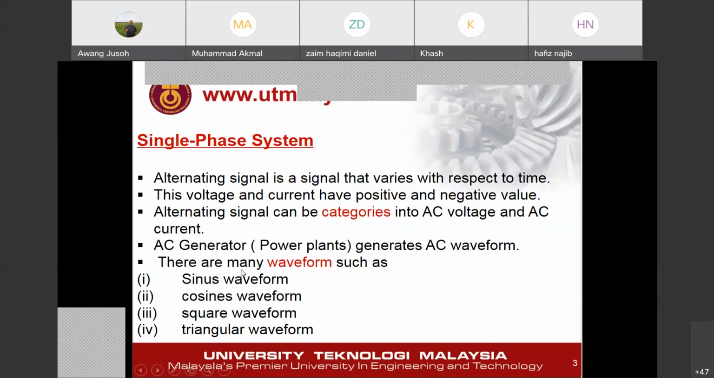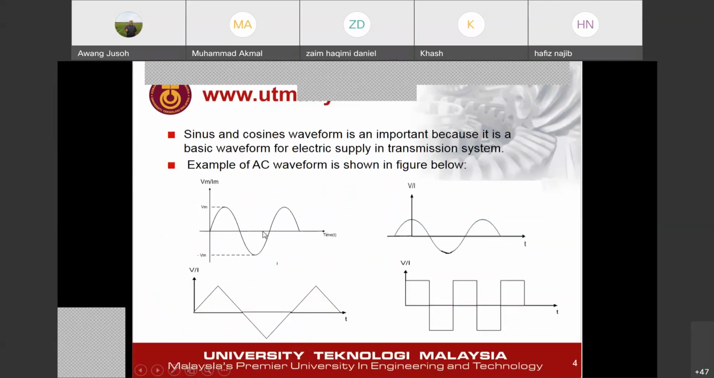There are many waveforms of AC, such as sinusoidal or sinus waveform, cosine waveform, square waveform, triangular waveform and so on. But normally in our case, when you plug in your TV or your handphone and so on, we deal with the sinus waveform, the first one. This is the first common alternating signal that we use frequently, sinusoidal waveform. This is the shape of the signal. You can see the form looks like a sine wave. That's why they call it sinusoidal or sinus waveform. It's changing from 0.